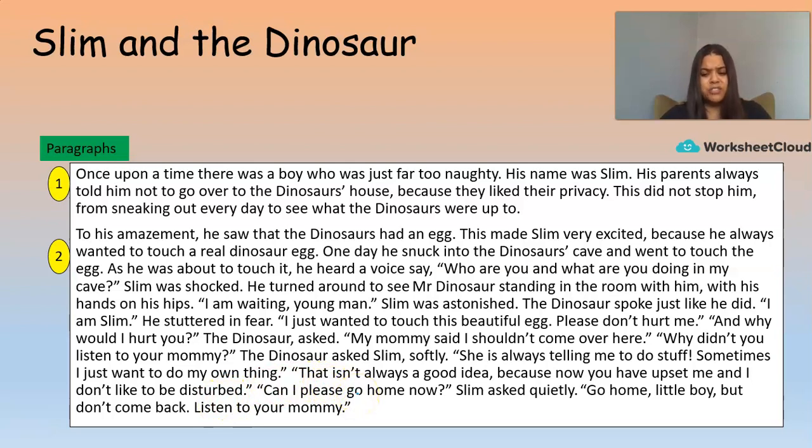"My mommy said I shouldn't come over here." "Why didn't you listen to your mommy?" the dinosaur asked Slim softly. "She's always telling me to do stuff. Sometimes I just want to do my own thing." "That isn't a good idea, because now you have upset me, and I don't like to be disturbed." "Can I please go home now?" Slim asked quietly. "Go home, little boy, but don't come back. Listen to your mommy."